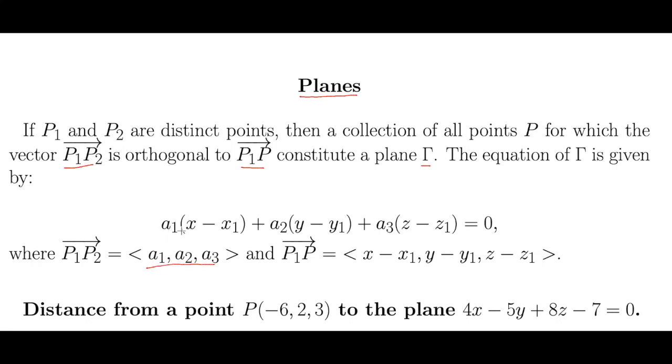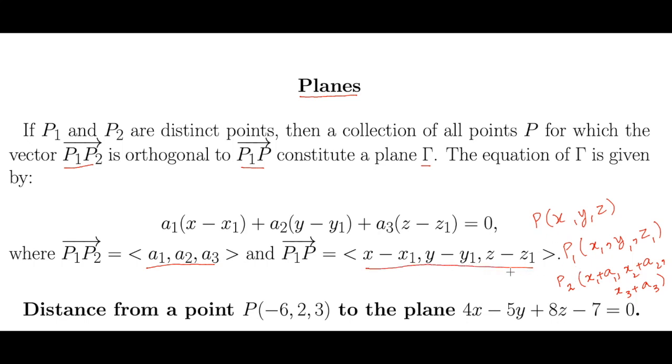P1P2 is this vector A1 A2 A3, and P1P is x minus x1, because our P is x y z, and our P1 is x1 y1 z1, and our P2 is x1 plus a1, x2 plus a2, and x3 plus a3. So these are the coordinates of these 3 points. This is the vector on the plane, and this is the vector normal to the plane. Sometimes this is also known as the normal vector.